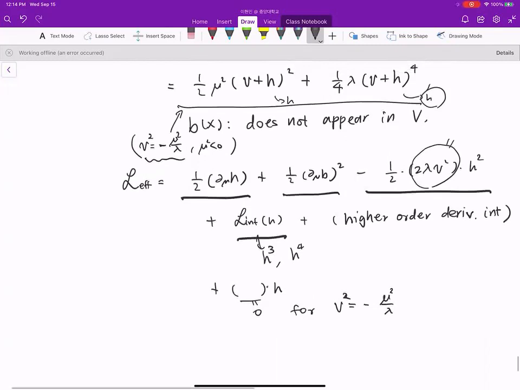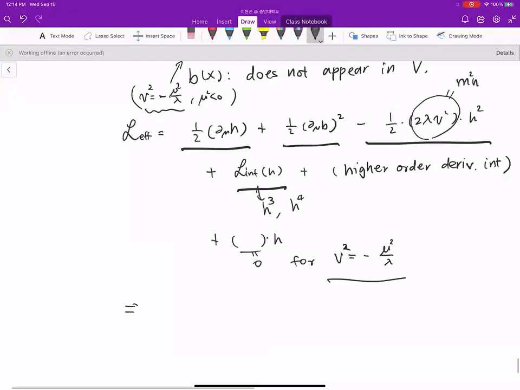You know that because if you have a linear term, then you need to define another minimum. If you have a linear term, then the vacuum expectation value would be shifted. So by definition, you are in the stable minimum. That means the linear term vanishes, and that is guaranteed by this condition. And this is the mass term for H.